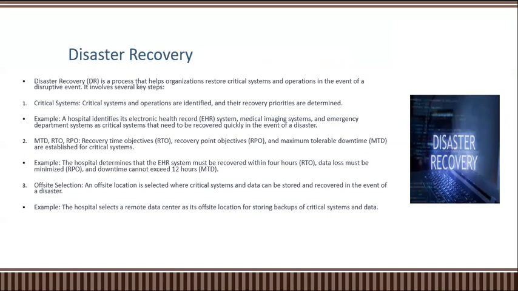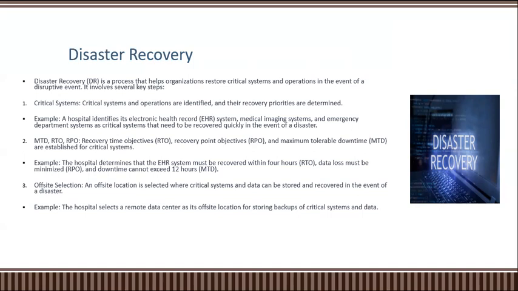Next, disaster recovery. Disaster recovery is a process that helps organizations restore critical systems and operations in the event of a disruptive event. It involves several key factors. 1, critical systems. Critical systems and operations are identified and the recovery priorities are determined. An example of that is a hospital identifies its electronic health records, EHR systems, medical imaging systems, and emergency department systems as critical systems that need to be recovered quickly in the event of a disaster.